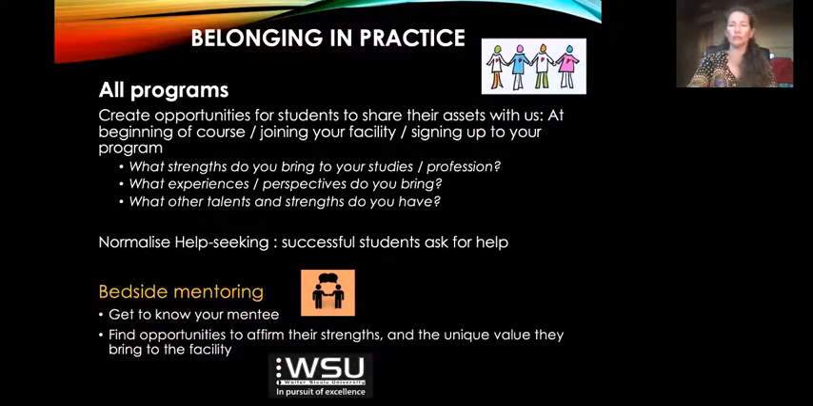And very important is to find little opportunities to affirm their specific strengths and that unique value that they bring to the facility. It doesn't necessarily always have to be academic strengths, but anything that they bring that is useful, or even small gestures. It's a little bit like having your kids at home and saying thank you for picking up their socks, because it means that we recognize that they're part of the family and we appreciate what they're doing in that family.